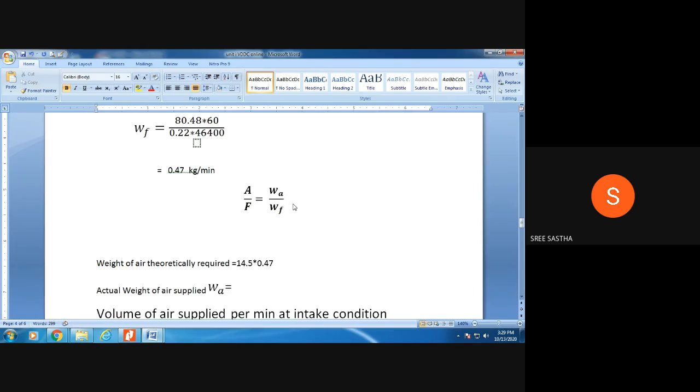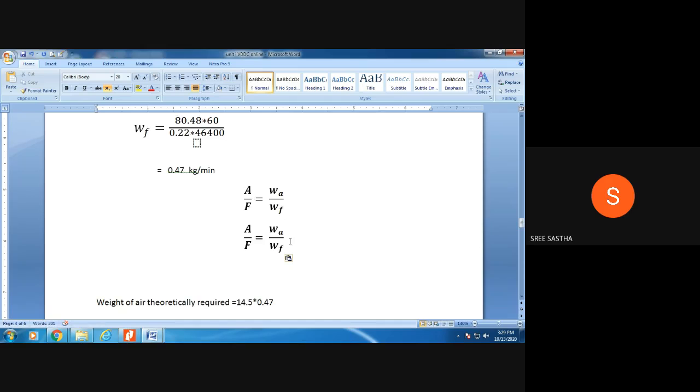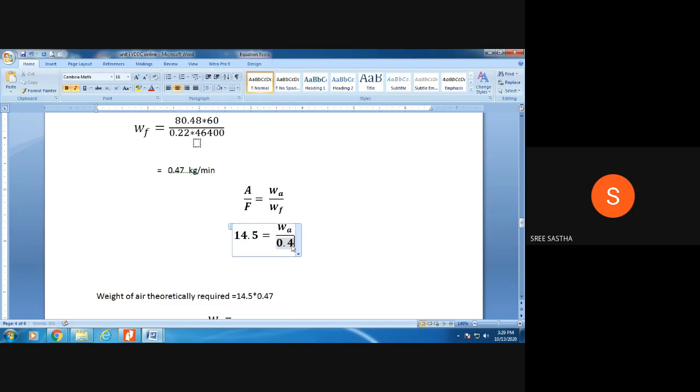So what he is doing, understand the logic clearly. Directly I can't find weight of air, but he has given air fuel ratio, which is 14.5. That is for correlating the data. That is, for 1 kg of fuel burning, I need 14.5 kg of air. So it is air fuel ratio. For us, how much fuel is coming? 0.47. So 0.47 is the fuel amount.